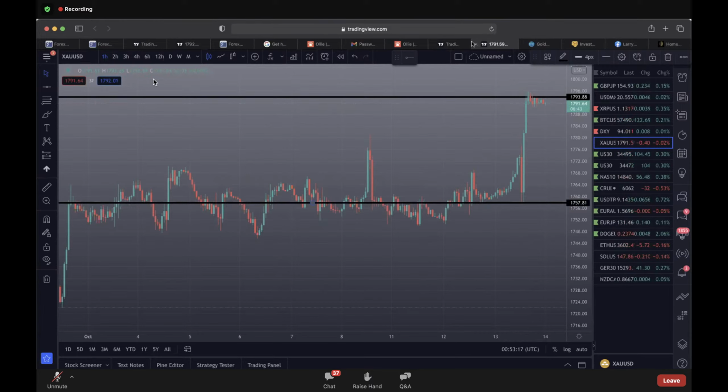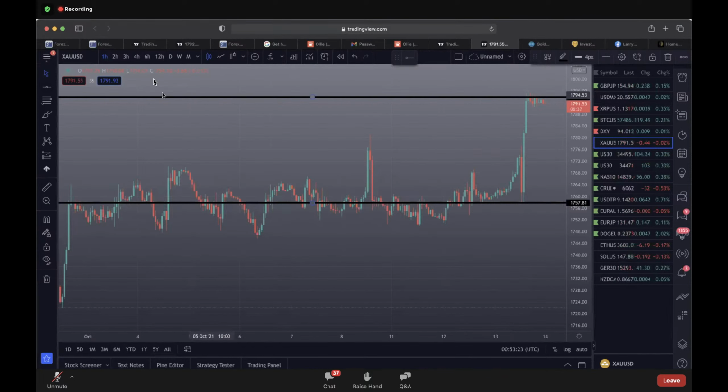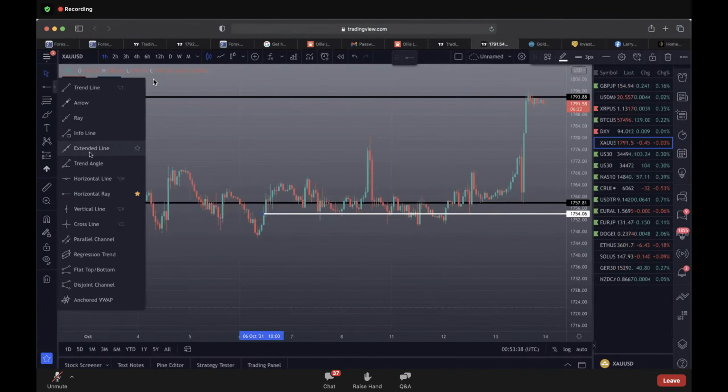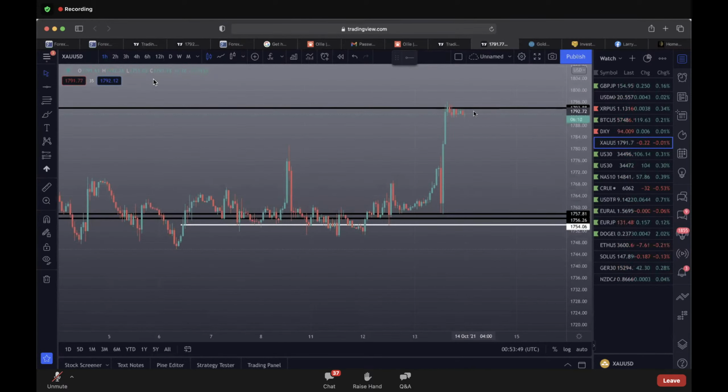Now the next level is 1753, 1793. Let's see what the level was before that. The level before that was 1754, so it's even lower, right? So these are the levels, all the levels that traders were agreeing on. 1756. All these levels were levels of support, which were interesting because now we're looking at this level, which is the level of resistance. So we may see some resistance here on the settlement level. Okay, that's the beauty of settlement.